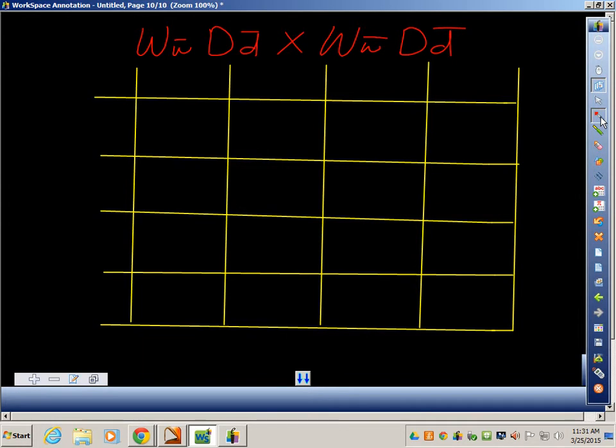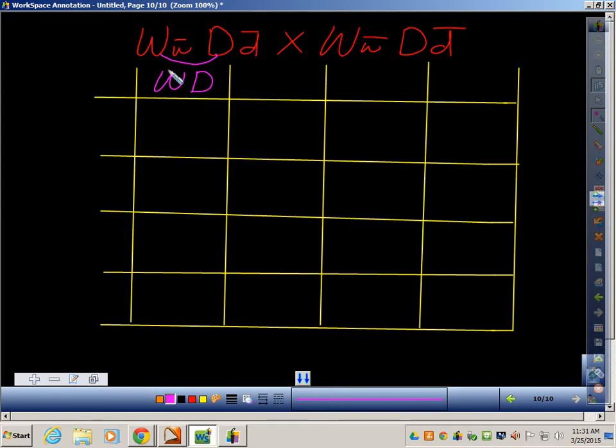So when you set this up, how did I know I needed 16? Let me show you. Everybody do this with me at the same time. This parent can give a big D and a big D. It could also give a big W and a big D. It could also give a big W and a little d. It could give a little w big D, or it could give a little w little d.